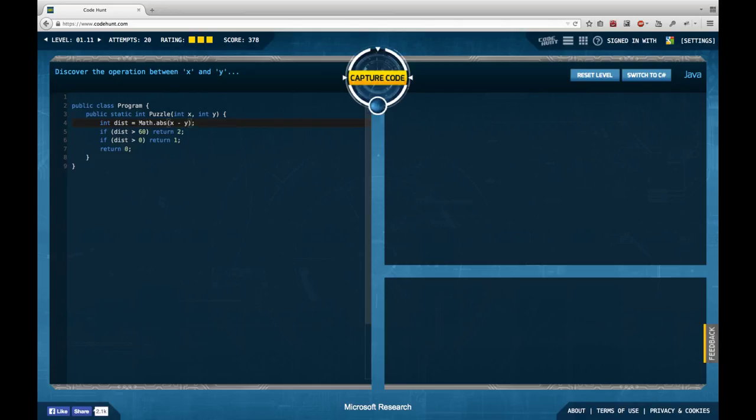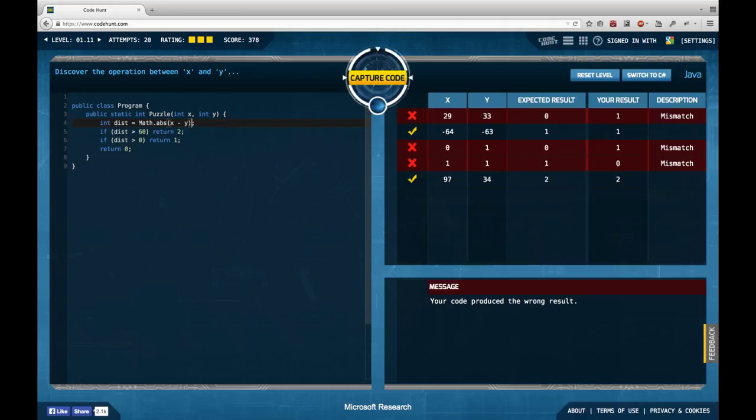So let's see what's going to happen here. Okay, actually there's a lot of things going wrong here. We have 92 and 33, and this is expected 0, but I'm putting out 1. So that's not really it. What happens in this case? It's minus 4, so it's plus 4. Yeah, that doesn't work out. It has to be something different.